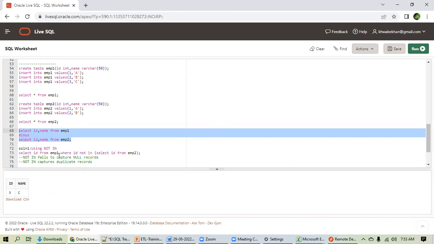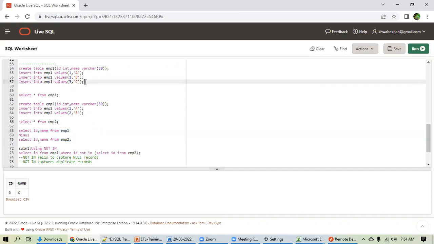Can we use 3 columns? Yes, they are both the same. Can we use 4 columns? Yes, there is no limitation. But if you use this in not in, that is not possible, right? So this is again one use case of minus. You can compare a number of columns from source table and target table. Is that clear? Now, if it is clear, tell me one thing.